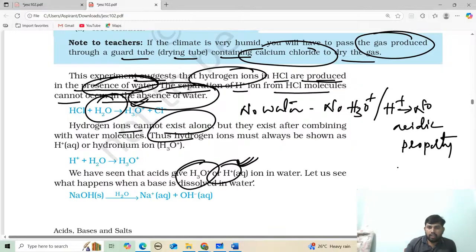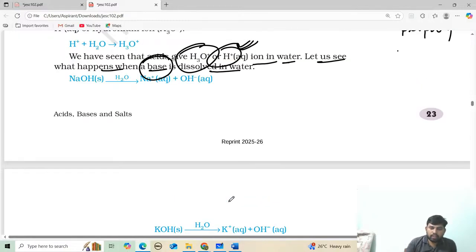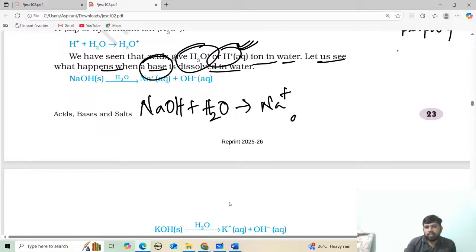Okay, and in the water, let us see what happens when acids and bases are dissolved in the water. Similarly, as we discussed yesterday, when we take the base NaOH in the water, what happens? It forms Na plus ion, sodium plus ion, aqueous, and OH minus ion.